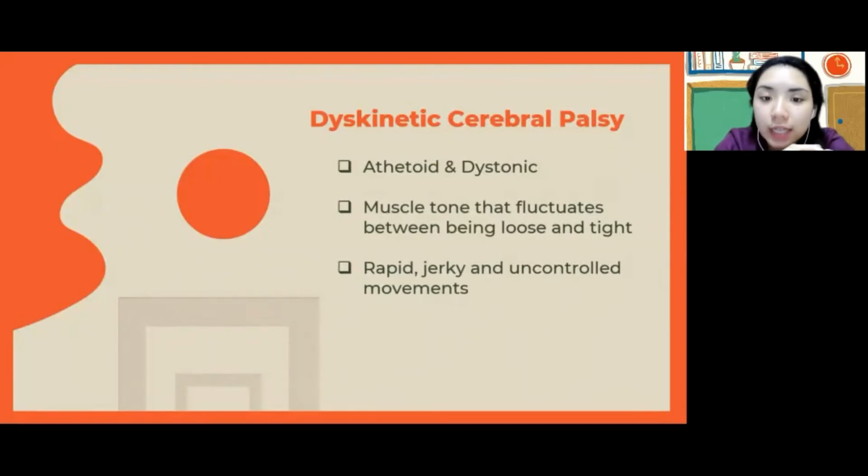So dyskinetic CP pertains to muscle tone that fluctuates between loose and tight. So kana inconsistent yun iyahang muscle tone, no? Okay, this may be hard or kanang gahi siya, manggahi sila, or medyo loose rasad or kanang flaccid. And then they also have rapid, jerky, and uncontrolled movements. So this occurs involuntarily. So dili gyud ni ma-control sa patient, and it affects the neck, the face, the hands, the feet, arms and legs, and also the torso. So kana different parts of the body are affected.